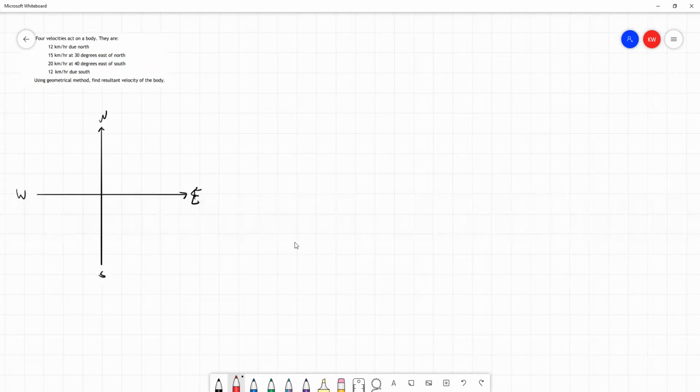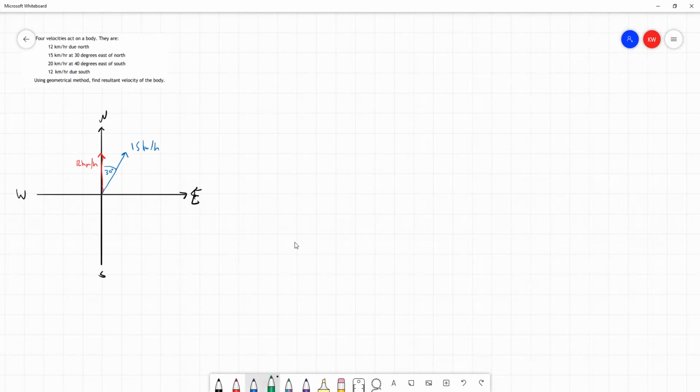So we're told, first of all, we have a vector acting 12 kilometers per hour due north. So I'm going to draw a line in red here. It's meant to be acting straight up. We arrow to show the direction of due north, and I'll label that as 12 kilometers per hour. We're next told that we have a vector acting 30 degrees east of north. That means pointing north, we move round 30 degrees, and that's 15 kilometers per hour. So it'll look a bit like this. Now, this is not being drawn in exactly, but it's saying that this angle here, this is 30 degrees east of north, and that's 15 kilometers per hour.